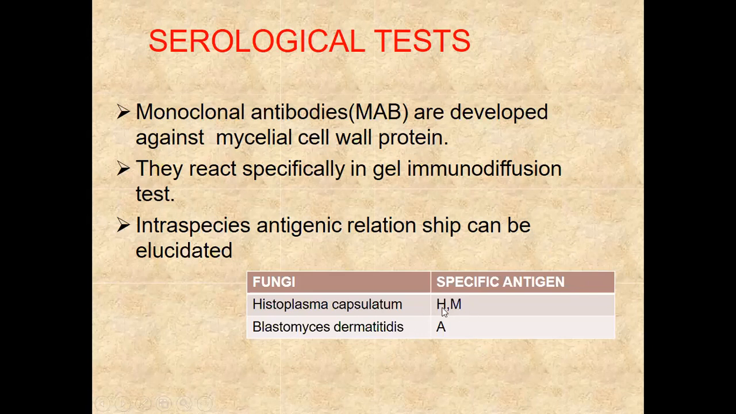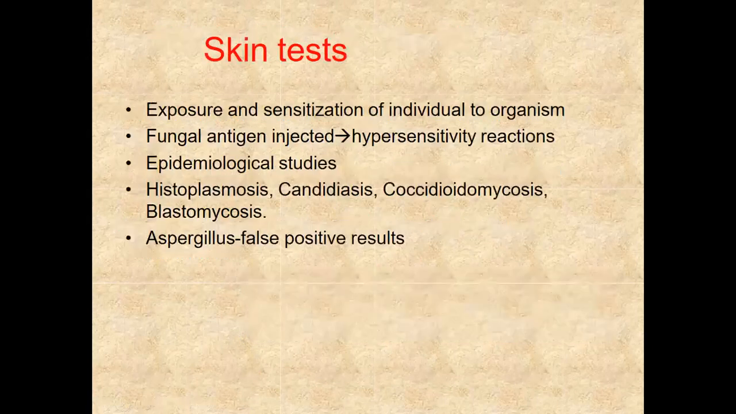In the same way, the A antigen, if the organism is there, will go and bind to the cell wall of the mycelium. If it is not there, it will not bind, and we get a negative result. That is called the serological test for identification of these fungal organisms.